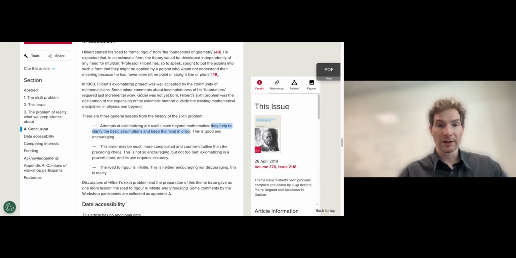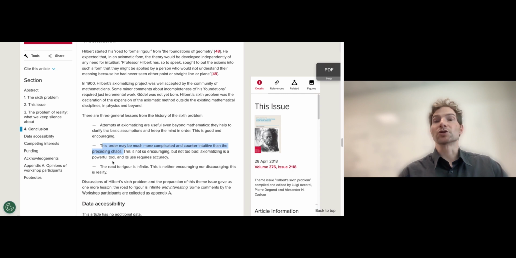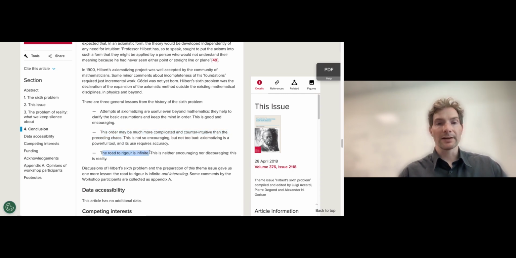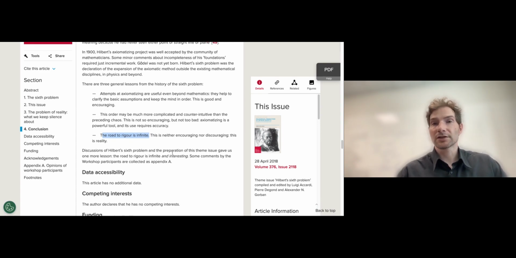So you see, they help to clarify the basic assumptions and keep the mind in order, but then this order may be much more complicated and counterintuitive than the preceding chaos. So that's a cost maybe that we need to accept. And then the road to rigor is infinite. I think this could be felt as discouraging by people who imagine that at some point we reach some kind of dead end and everything is done and set. But no, and these people very optimistically say that this is neither encouraging nor discouraging. This is just the way it is.